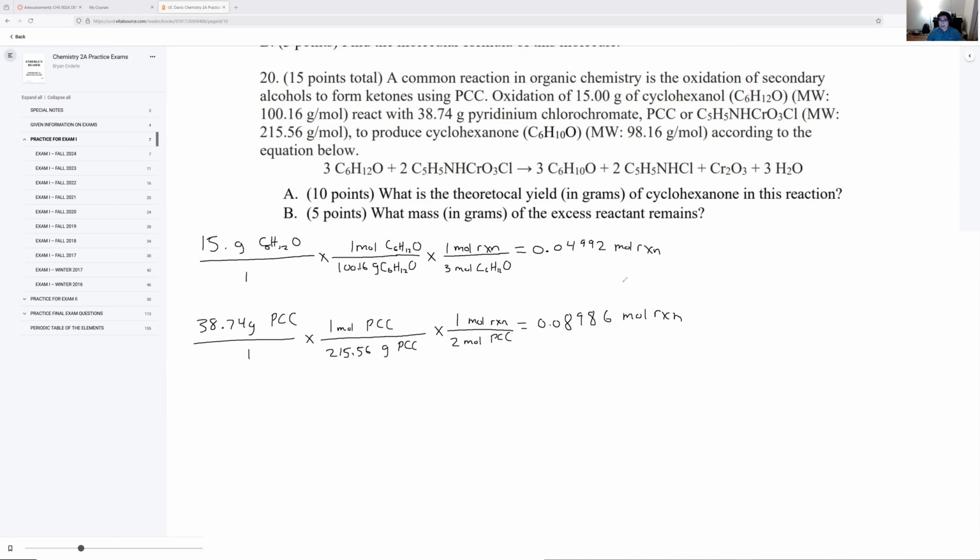And so how do you get the mass of the excess reactant, or how much excess reactant is left? What you can do here is first take a difference. So I'm going to take the bigger one minus the smaller, the excess one minus the limiting one. And then what does this do? So, going back to the recipe analogy.